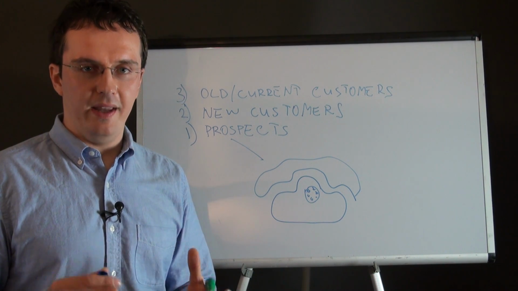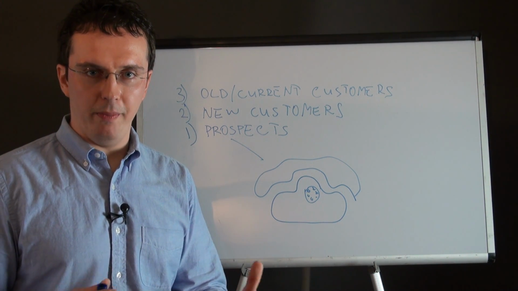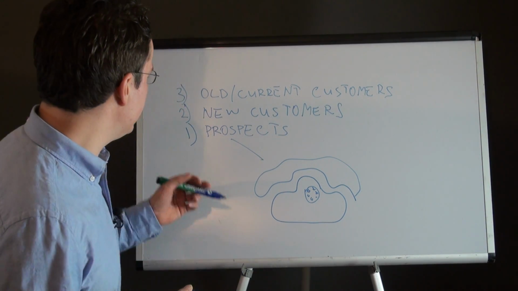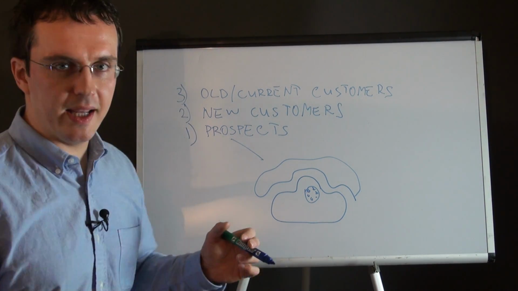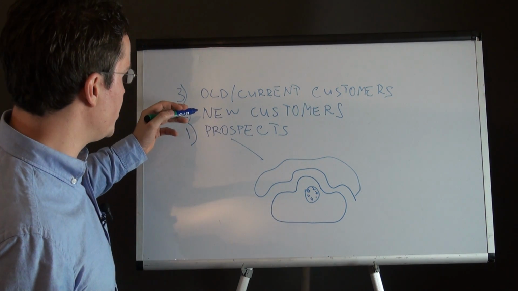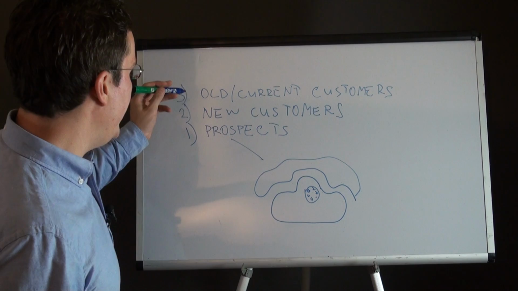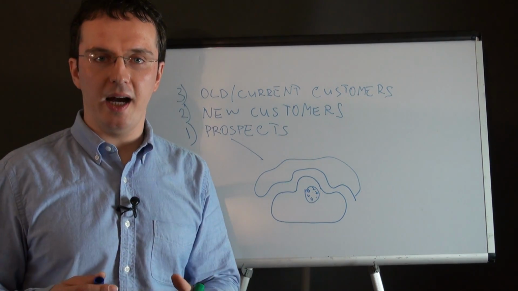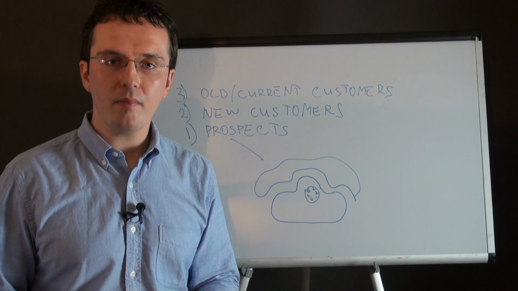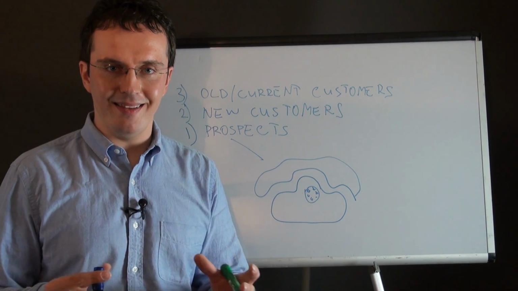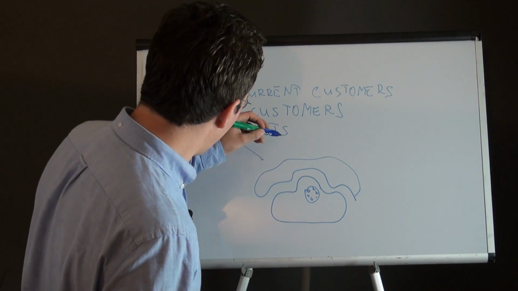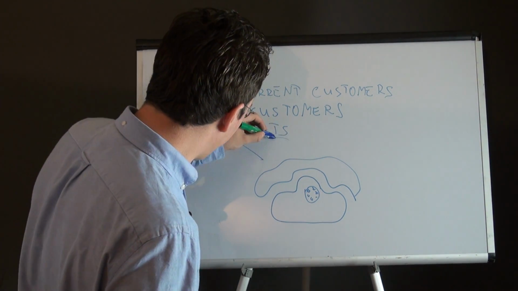And so the answer to the question, how do we make the phone ring, is simple. We increase the amounts of people in these three categories. We increase the number of prospects, conversion of them into new customers, and we increase the number of times that old or current customers use your taxi service. So let's talk a little about how all of it can be done. So let's start with prospects. What can we do with prospects?